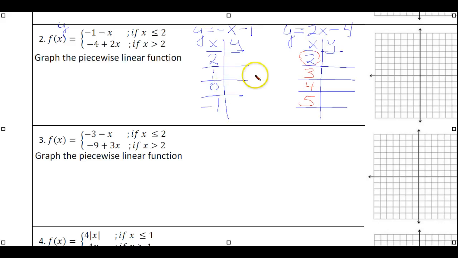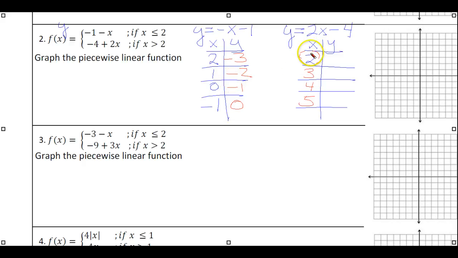Now let's get some points. So here, if x is 2, a negative 2 now, and a negative 1 is a negative 3. If x is 1, a negative 1 and a negative 1 is a negative 2. If x is 0, there's our y-intercept, a negative 1. And if x is a negative 1, a negative of a negative 1 makes it a positive 1, so this one will be 0. So again, enough points to get a line.